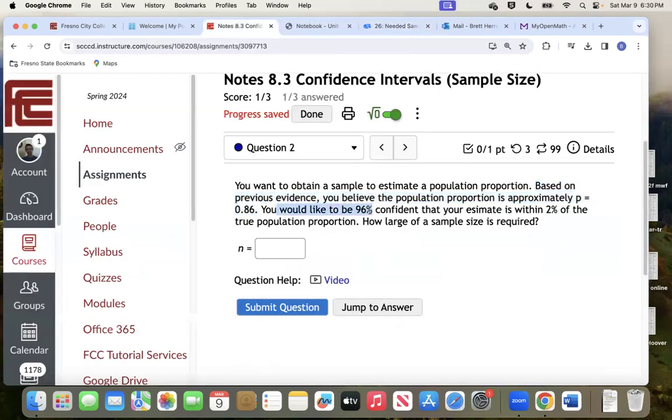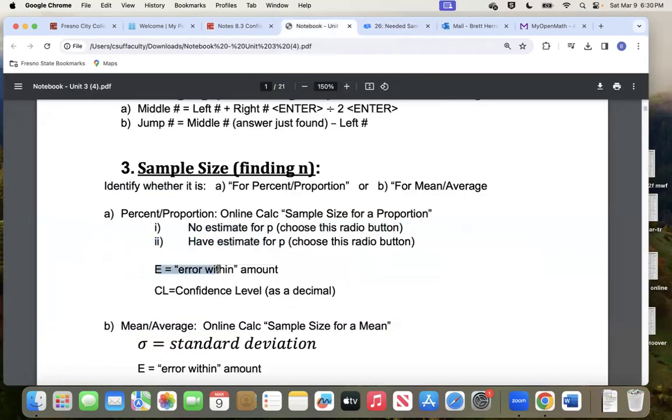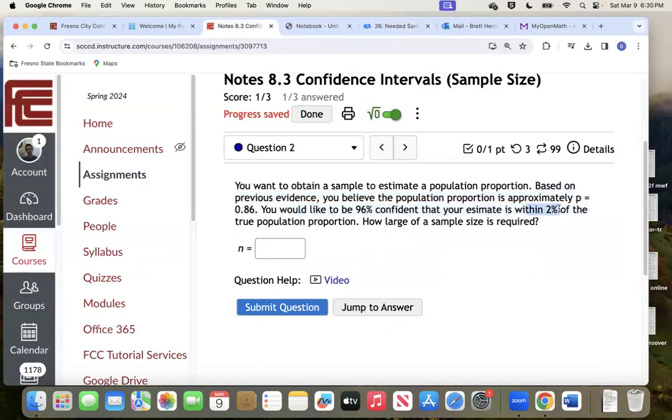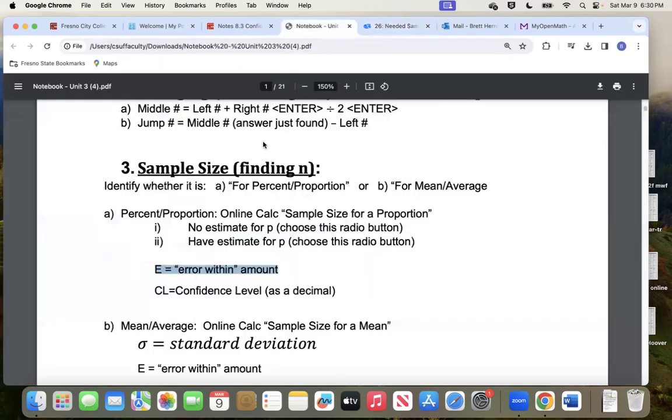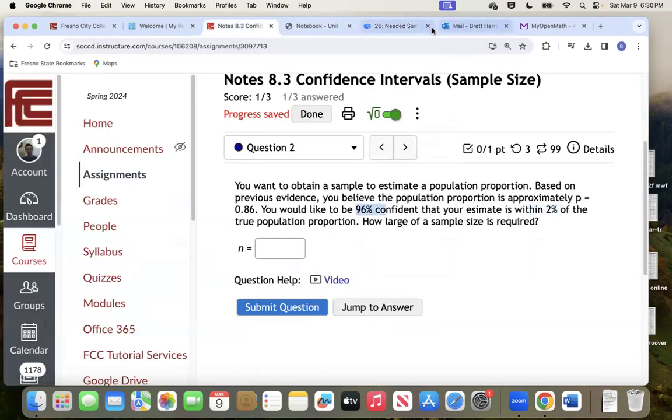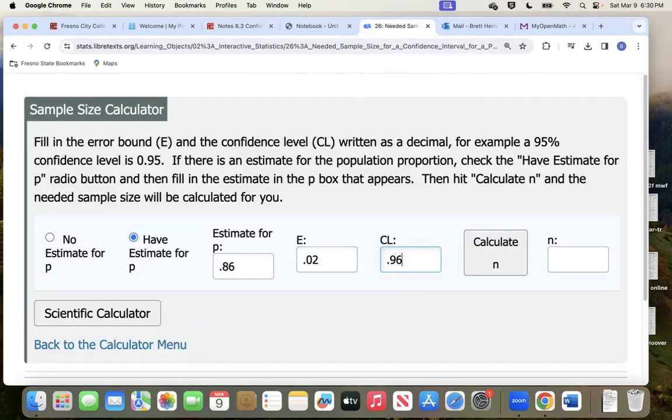Okay. And then you'd like to be 96% confident that your estimate is within 2%. Look at the notes. E is error, within amount. That E stands for error, or within, same thing. You want that amount of error. So what was the error amount? Within 2%, right here. So the E is 0.02. Remember, it's a decimal. We always change percentages to decimals when we put them in the calculator. That means two places back, so 2% becomes 0.02. Confidence level also becomes a decimal. Back to the question, 96% confident, so 0.96. Then we calculate.